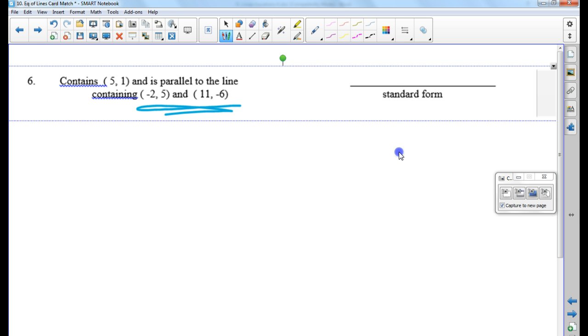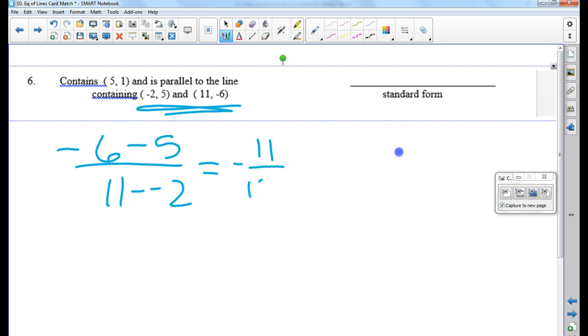It's good practice. Y minus y over x minus x. Kenny, what do you get for the slope? Negative 11 over 13. That's perfect. That's the slope. Woo, that's a fraction. Negative 11 over 13. That's not reducible. We can't do anything with it.